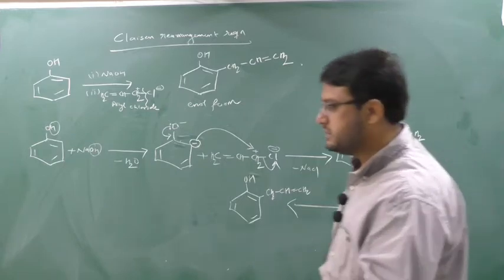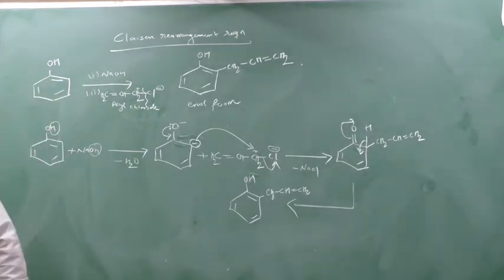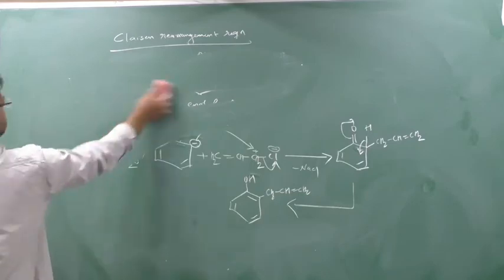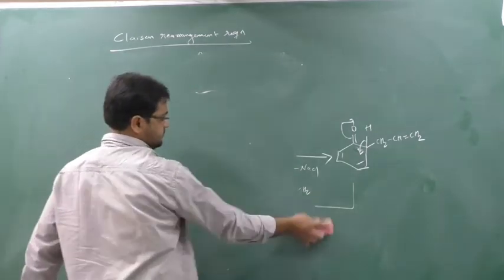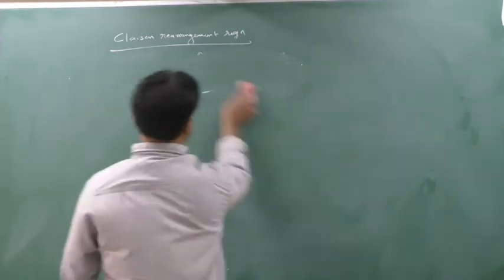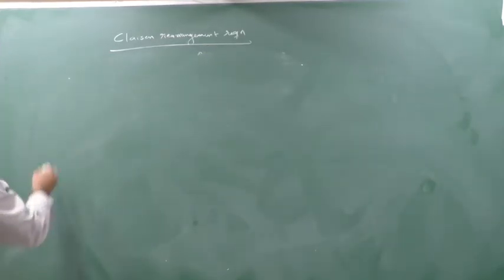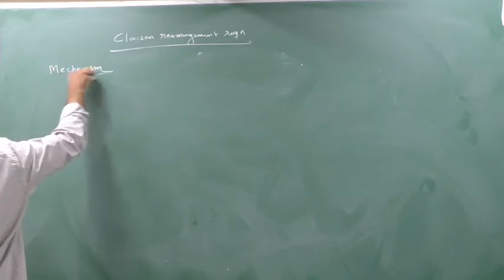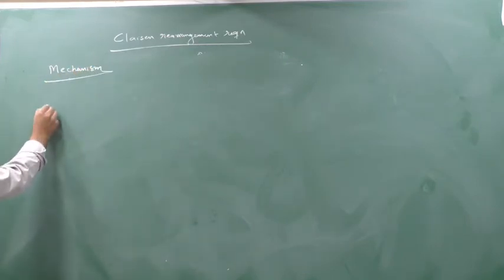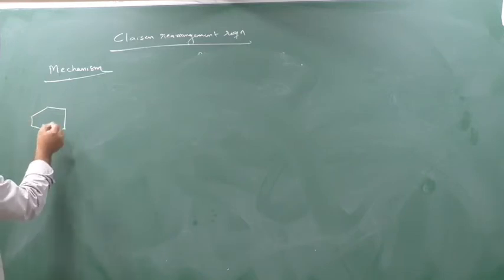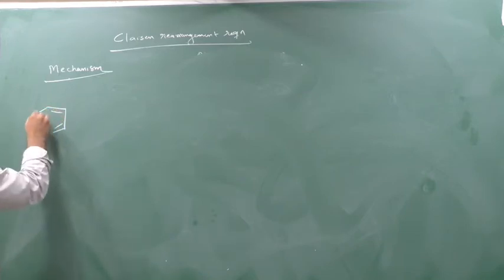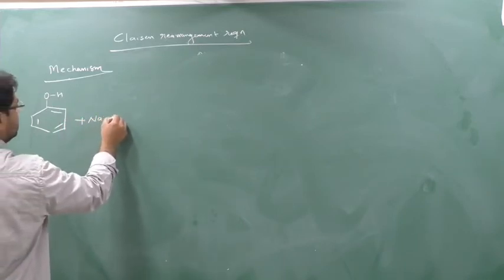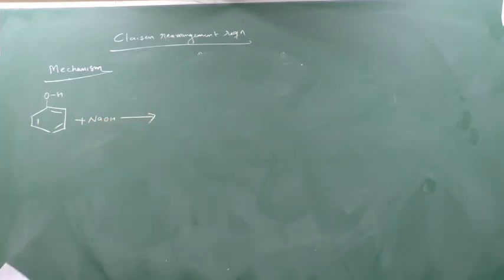Now we will see the mechanism. This mechanism is a bit tough. Now see, a similar mechanism is there, but we don't understand. Now what will happen? First you take phenol, and you do the reaction with NaOH. Clear? Now here what will happen?